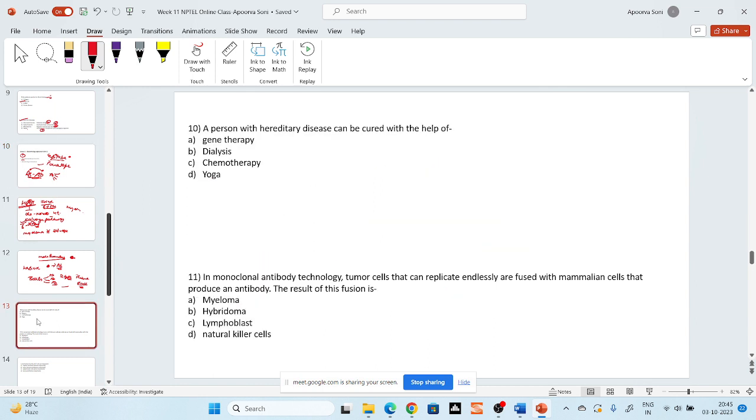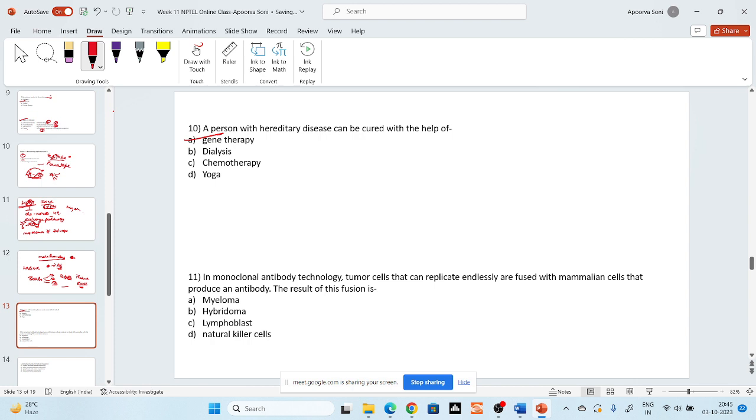Okay, basic question: a person with hereditary disease can be cured with the help of gene therapy, dialysis, or chemotherapy. What is the answer? Gene therapy. Gene therapy. Yeah. Then quickly, next question.